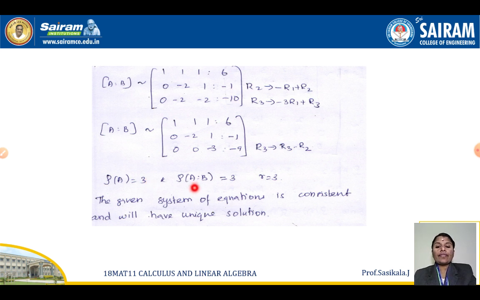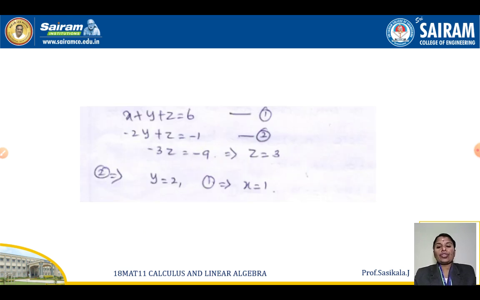Next, for A and B together, what did I get? It is 3. So both are equal. At the same time, the rank, r, is equal to 3, which is nothing but the number of unknowns. So the system will fall in the first case, right? The given system of equations is consistent and will have a unique solution.